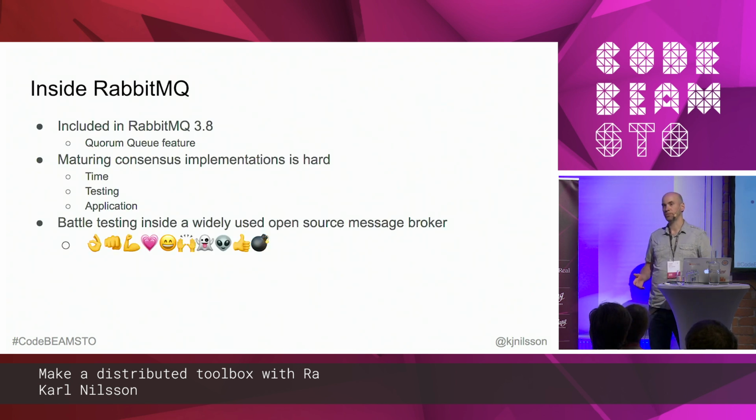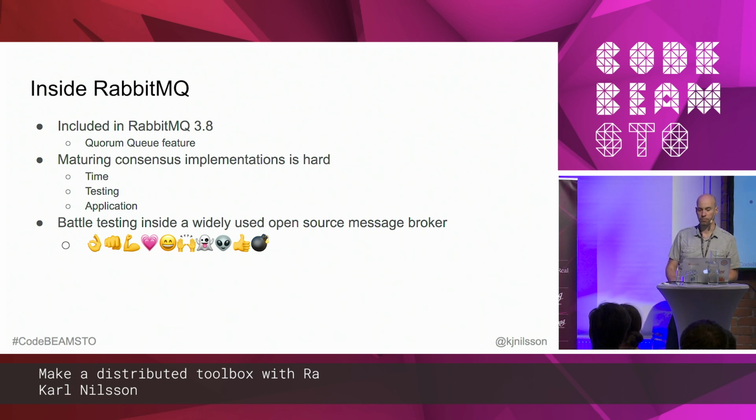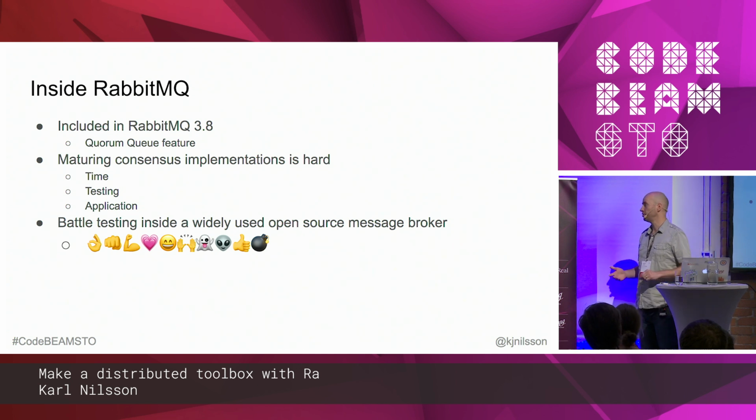So it's going to be used inside RabbitMQ. It's going to be included in RabbitMQ 3.8. There's a new queue type in Rabbit called the quorum queue, which uses RA to implement a replicated persistent queue. So for people that might be interested in using this library, this is a very good thing, because maturing a consensus implementation is very, very hard. It takes a lot of time. It takes a lot of testing and application. And having it battle tested inside a very widely deployed open source broker can only be a good thing, worthy of several emojis.